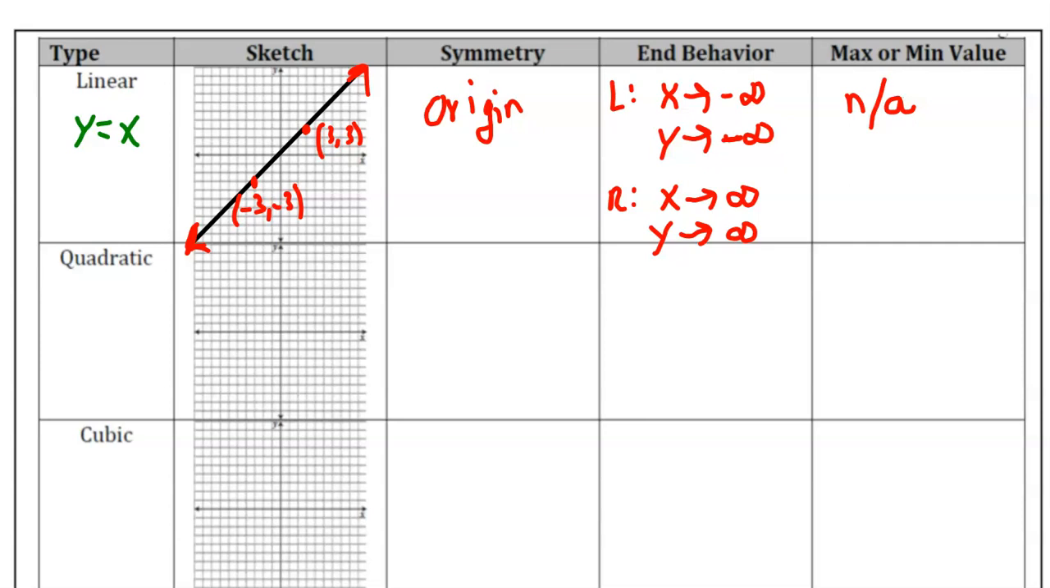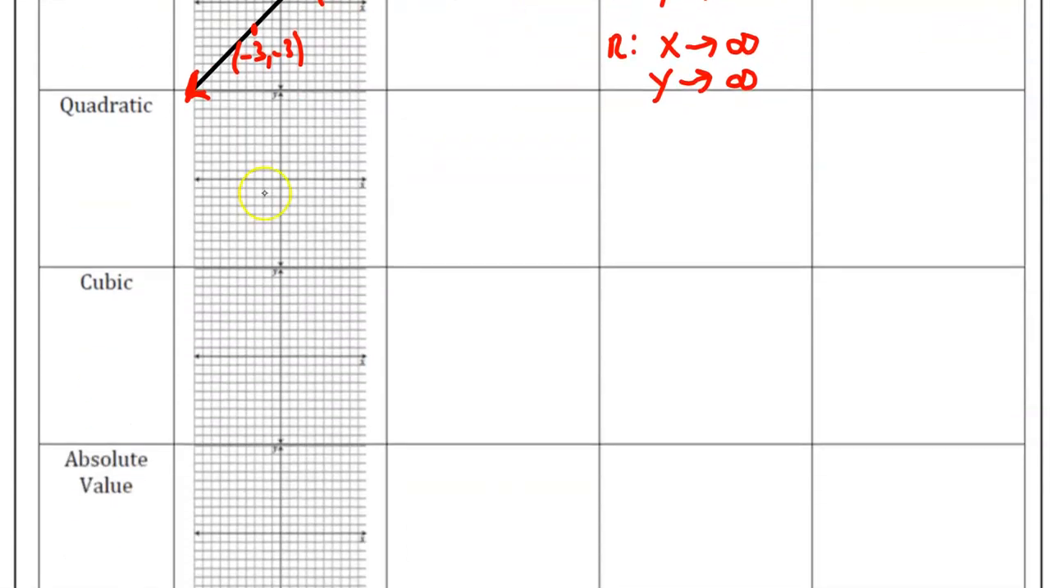Quadratic. 0, 0, 2, 4. I just use those because I don't have a lot of room to work. 1, 1, 3, 9 is right there. It's all reflected across the y-axis. So it looks like this.